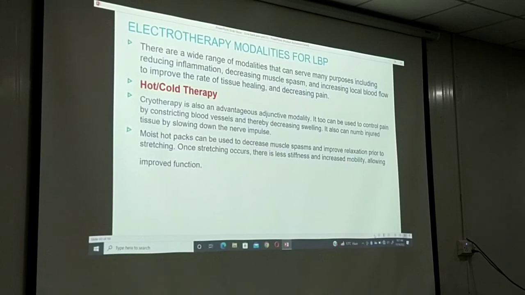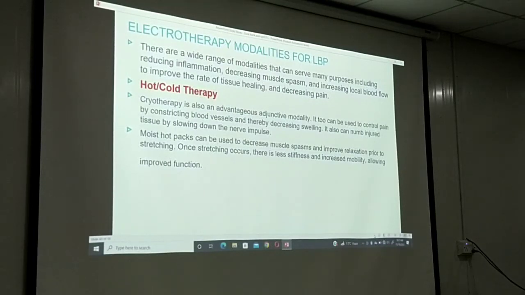Electrotherapy, an integral component of physiotherapy in managing low back pain. There are a wide range of modalities that can serve many purposes, including reducing inflammation, decreasing muscle spasm, and increasing local blood flow to improve the rate of tissue healing and decreasing pain.